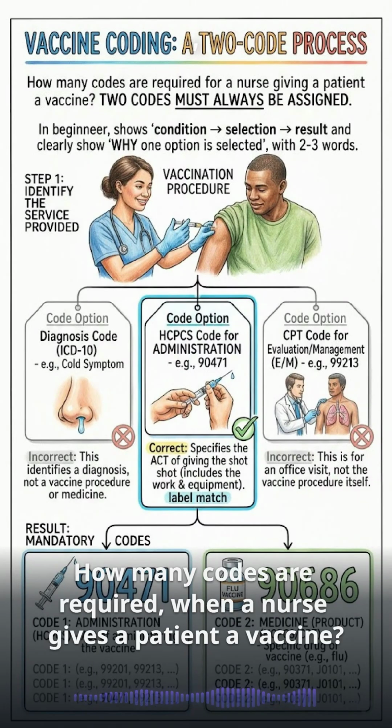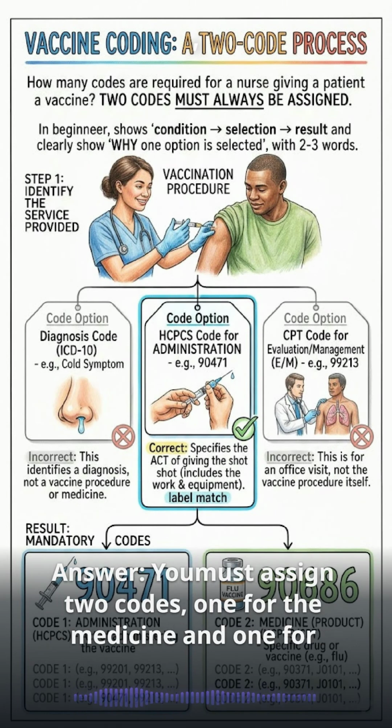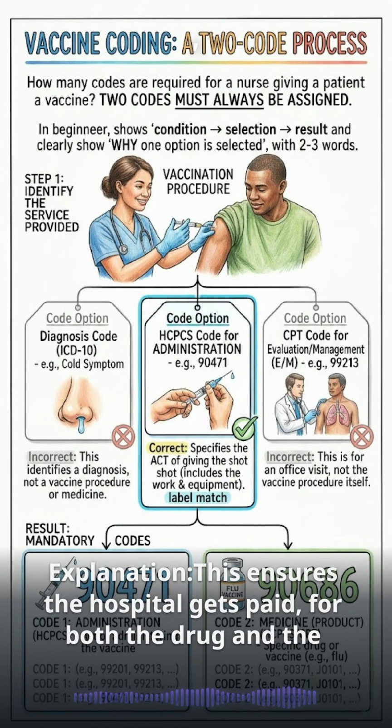80. How many codes are required when a nurse gives a patient a vaccine? You must assign two codes, one for the medicine and one for administration. This ensures the hospital gets paid for both the drug and the labor.